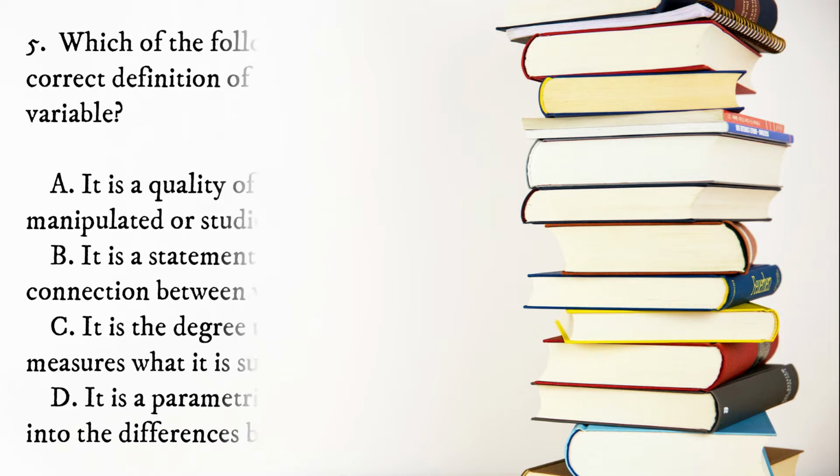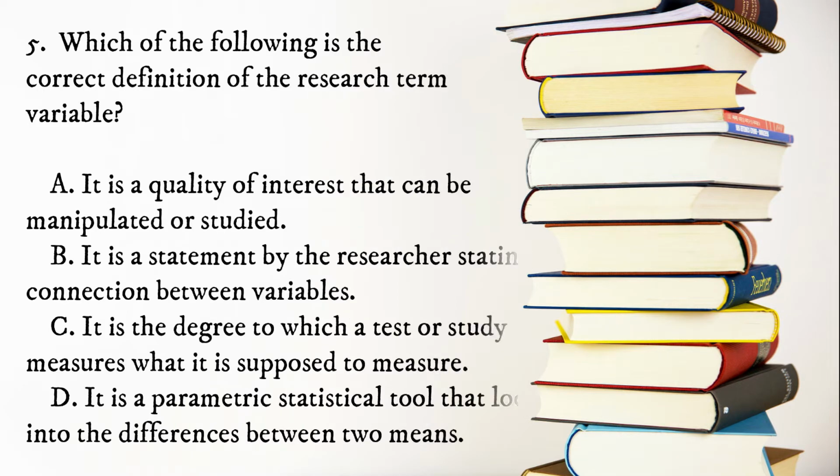And number 5. Which of the following is the correct definition of the research term variable? Is it A. It is a quality of interest that can be manipulated or studied. B. It is a statement by the researcher stating the connection between variables. C. It is the degree to which a test or study measures what it is supposed to measure. Or letter D. It is a parametric statistical tool that looks into the differences between two means.